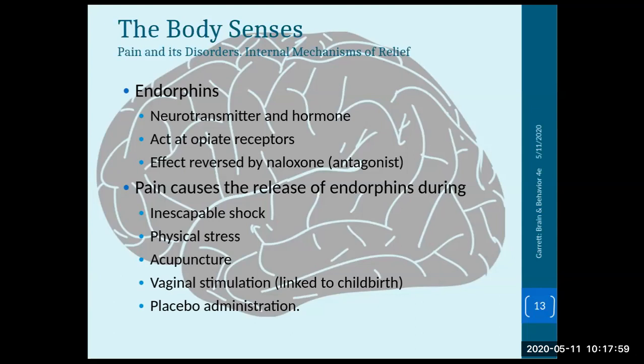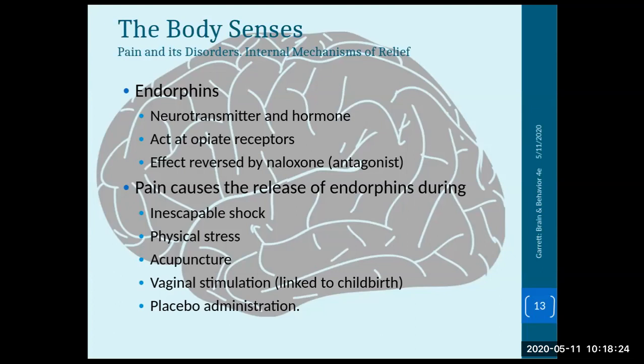So it kind of works on two levels. It increases the endorphins in your system naturally, and it blocks pain receptors. So you're getting this intense euphoric feeling. You can reverse this effect by using naloxone. Sometimes naloxone is used as a medication to try to get people off of opiate addiction, like heroin.